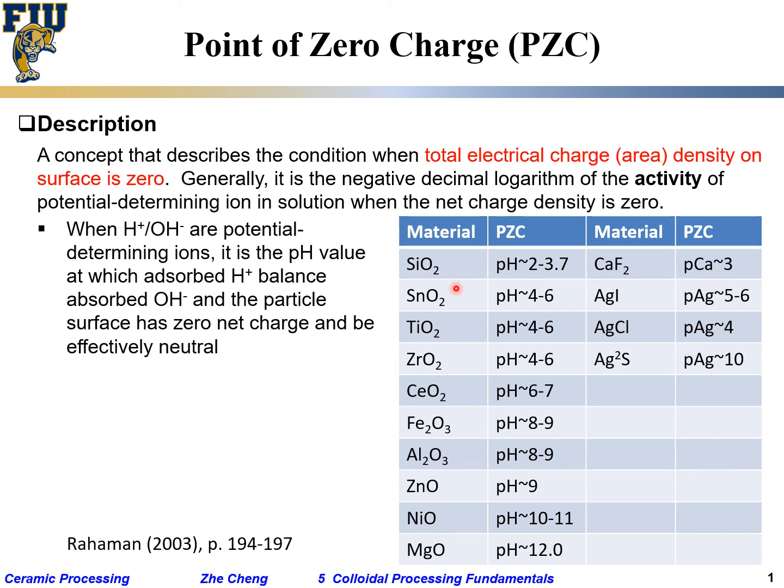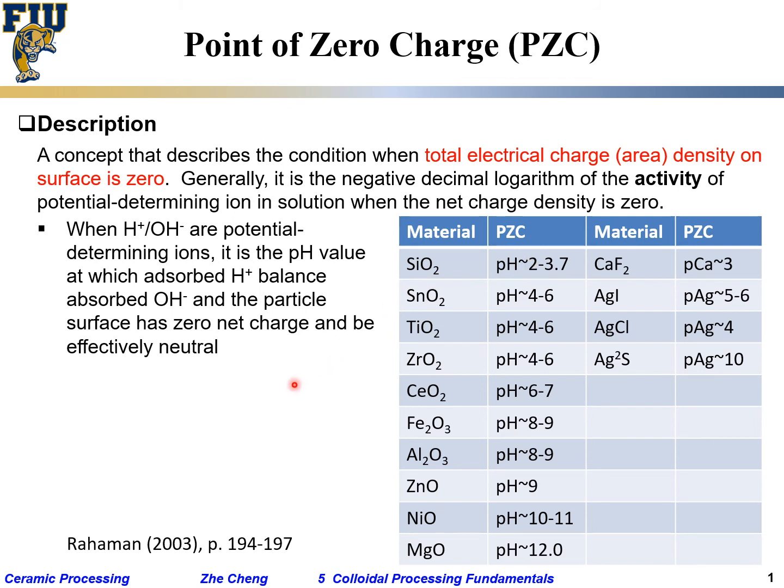I'll put it the other way for things like silicon dioxide or tin oxide. The surface, in neutral water, is actually negatively charged, which means you have to add what? A lot more acid, protons, so that your overall pH is pretty acidic. Then at that point, the surface becomes neutral. Make sense? This is the so-called PZC if we are dealing with aqueous solution.